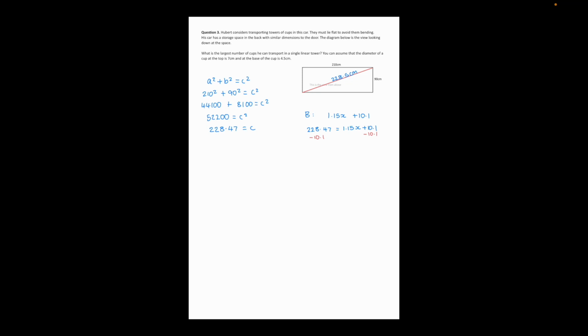So 228.47 minus 10.1, and that's 218.37. And then I'm going to divide by 1.15.